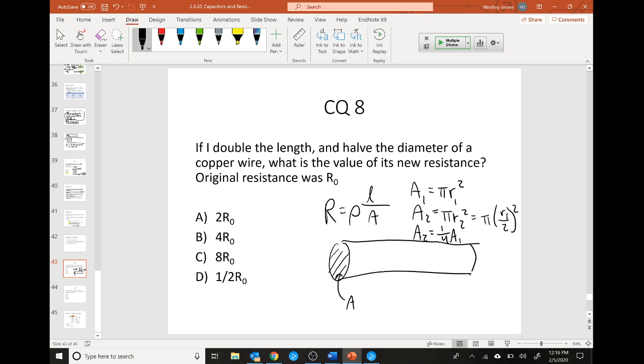So when you plug that in here, R2 is going to equal rho 2 times L1 over 1 over 4 A1, which equals 8 times rho L1 over A1. R2 equals 8 times R1.